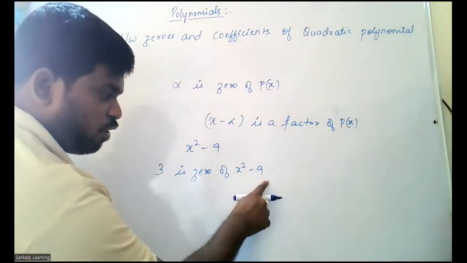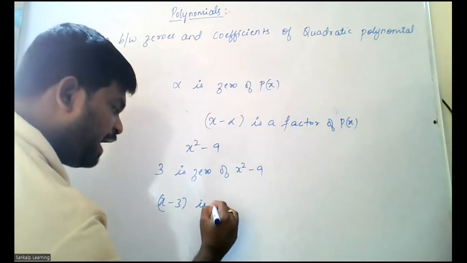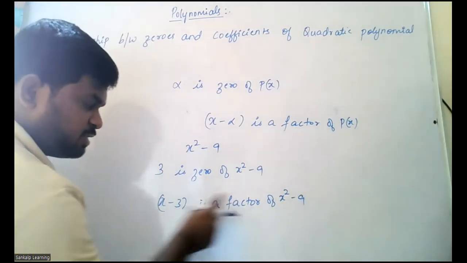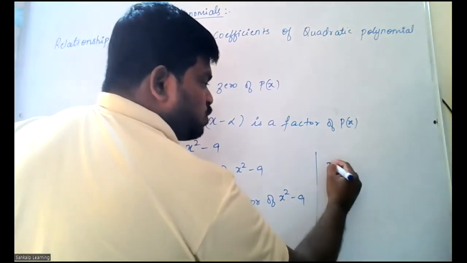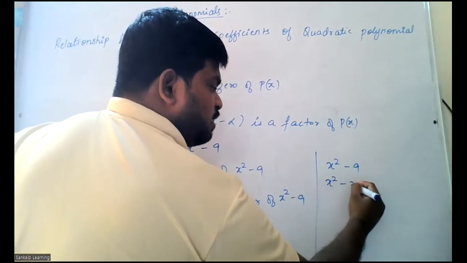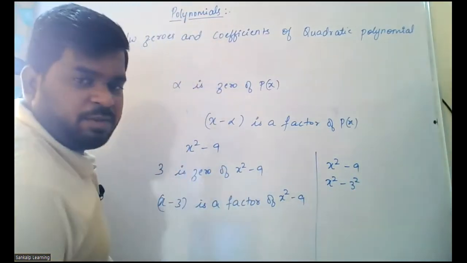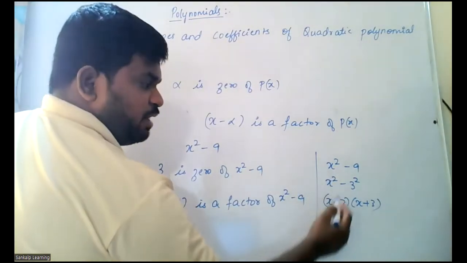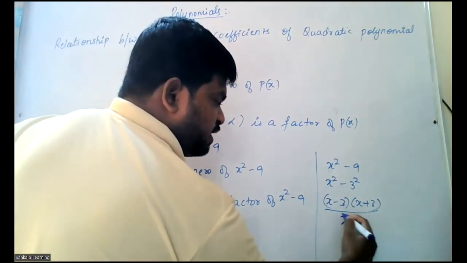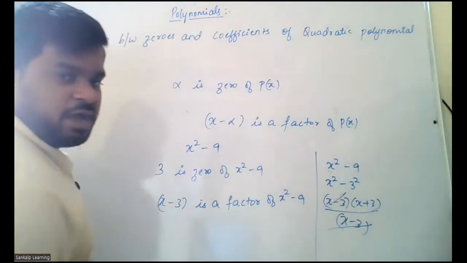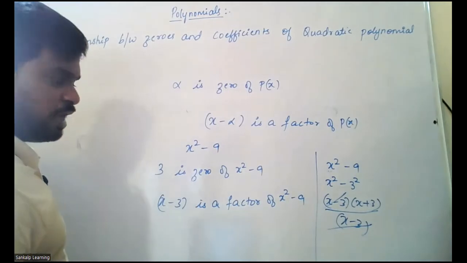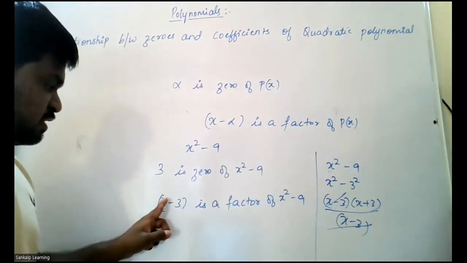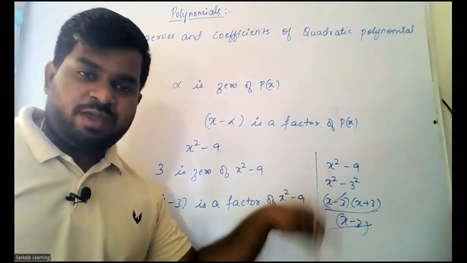Now, if 3 is a zero of the polynomial, then x minus 3 is a factor of x squared minus 9. Meaning you can divide this by this. But it's very simple. Observe, this 9 can be written as 3 squared, so it is in the form of a squared minus b squared. What is a squared minus b squared? a minus b times a plus b. Observe, this can be written like this. Can't I divide by x minus 3? Definitely we can divide it. What will be the answer? x plus 3 will be the answer. So that is what I said. If any number is a zero of a polynomial, then x minus that number will be a factor.